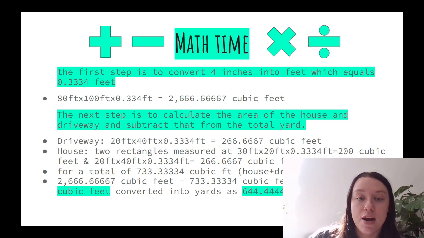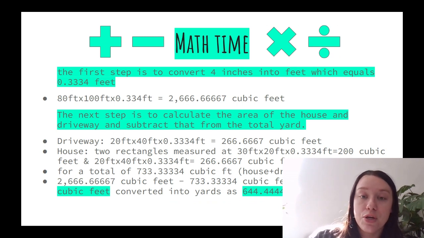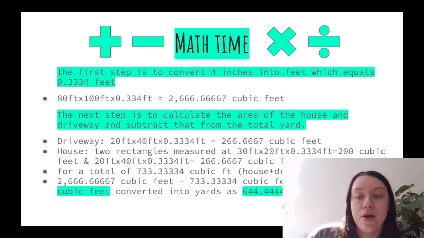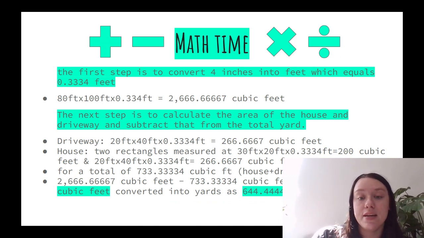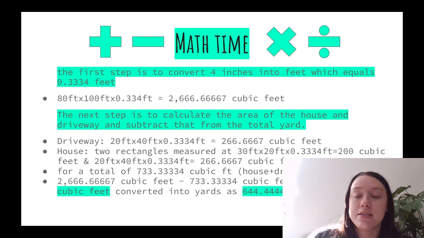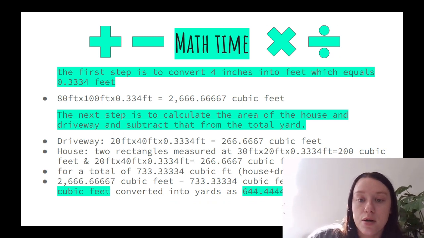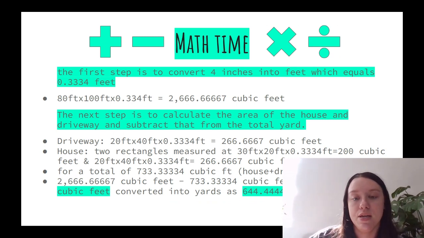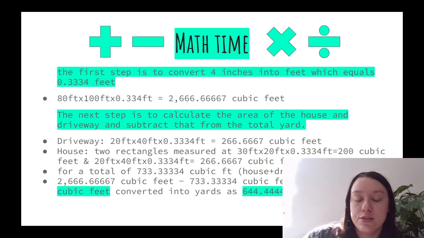I then took the house and the driveway and subtracted that from the total cubic feet of the yard to get a total of 1,933.33333 repeating cubic feet. Which then took cubic feet and converted it to cubic yards. I did this by using the conversion of 1 cubic yard is 3 cubic feet to get a total of 644.4444 cubic yards of topsoil needed. I rounded this up to be an easier number to work with, 644.5 cubic yards needed for the soil.